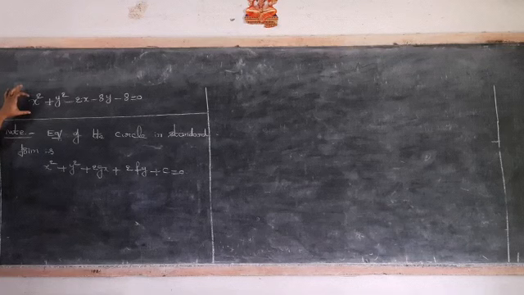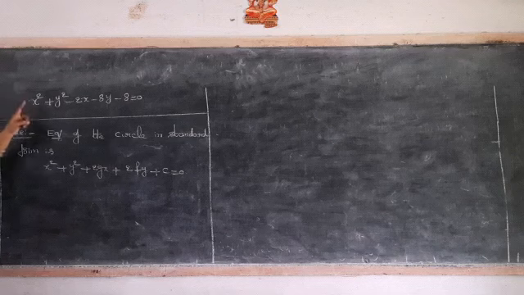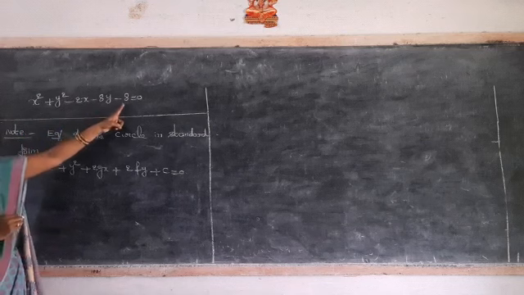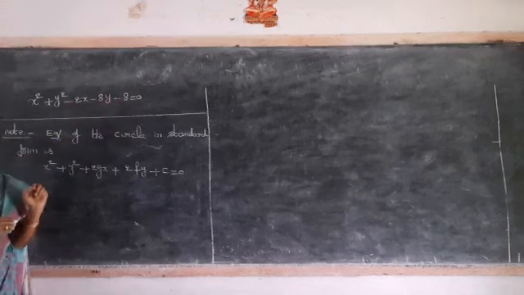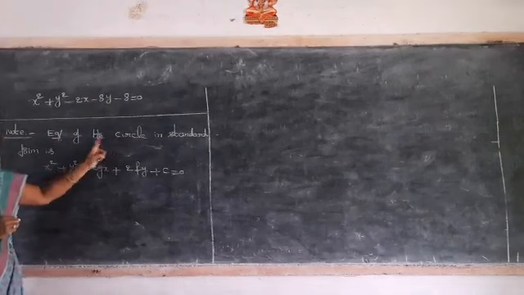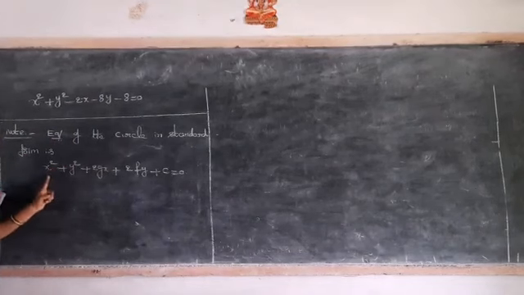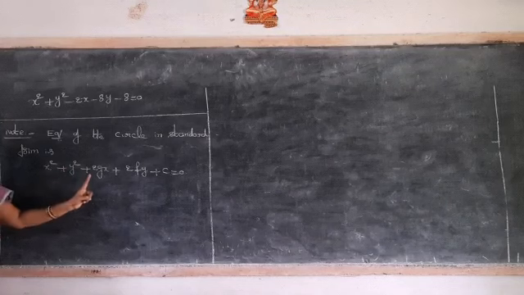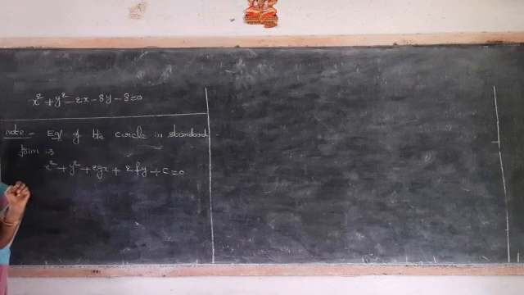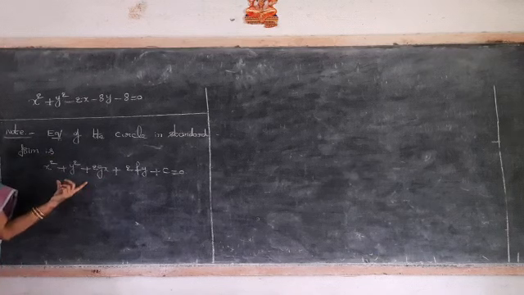That is, if you simplify any circle's equation, we will get x square plus y square plus x term plus y term plus constant term is equal to 0. That's why the equation of the circle in standard form is x square plus y square plus 2gx plus 2fy plus c is equal to 0. So this is called the standard form of the circle.